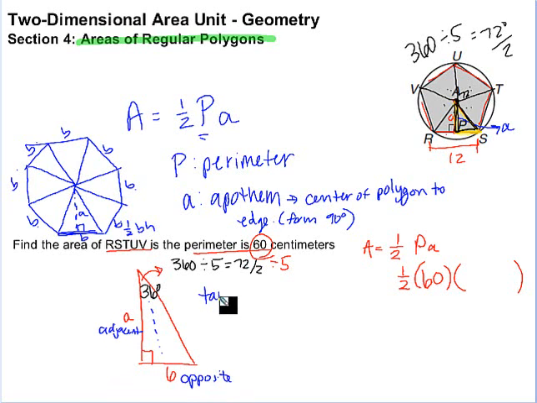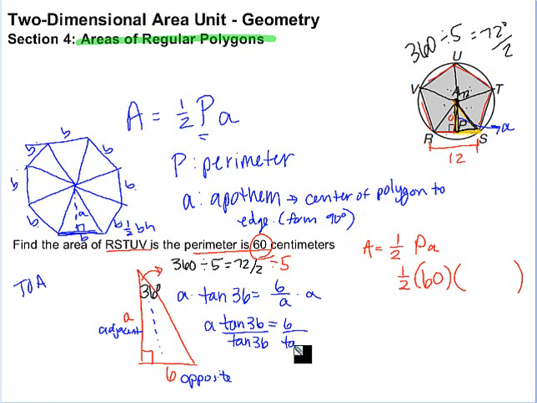So we can use our tangent function, which says the tangent of the angle, in this case 36, should equal your opposite over your adjacent, TOA, so 6 over A. To solve for A, we multiply both sides by A. So then we have A times the tangent of 36 is equal to 6. And then to get the A alone, we divide by the tangent of 36. So A here is equal to 6 divided by the tangent of 36. And when you figure out this value, you get about 8.258. So we're going to take that value and put that in for our apothem.